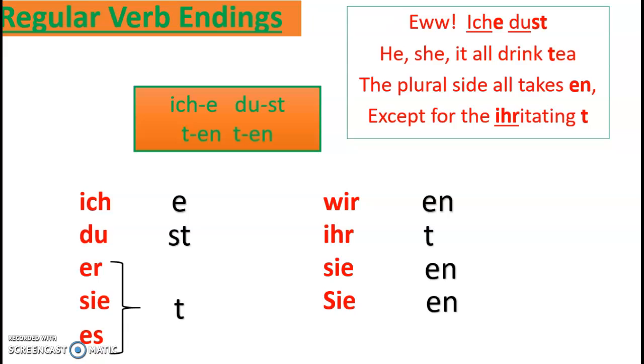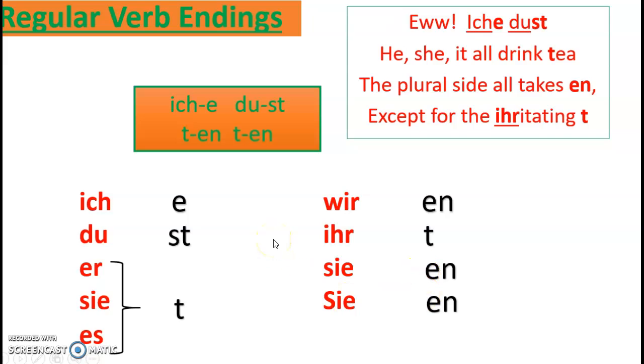So as you can see, ich takes e. That means when you have a verb with ich, if you're talking about yourself and you want to say I swim, the verb to swim, schwimmen, changes the ending to e. Ich schwimme. Du schwimmst. Er, sie, es schwimmt. Wir takes en, so it's schwimmen. Ihr takes t, so it's schwimmt. Sie plural and formal both take en, so it's schwimmen.